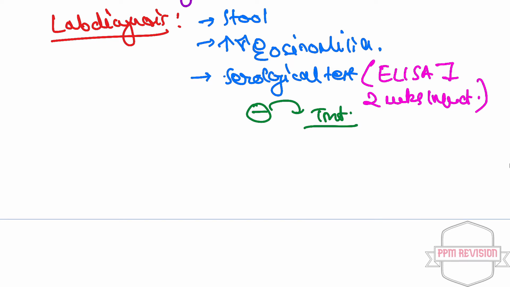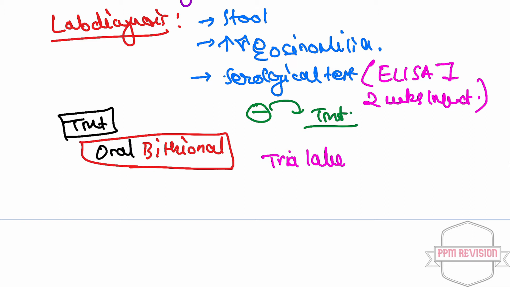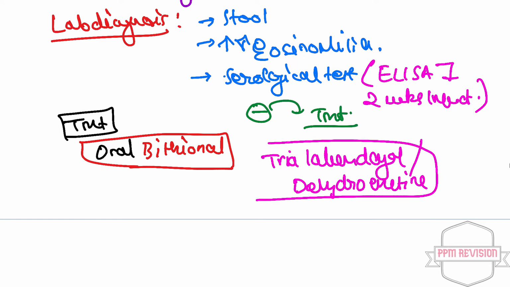And now focusing on the treatment, oral bithionol is used. Oral bithionol is the treatment of choice, as well as triclabendazole along with dihydroemetine.